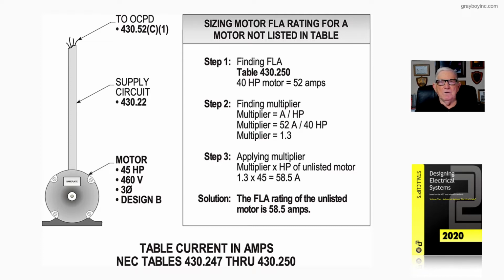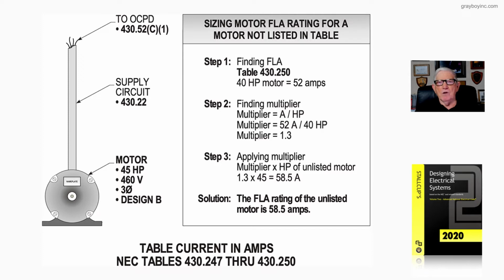Now, to see if this motor's listed, or it appears in table 430.250, we find it does not. So to find the full load current rating, we always use this procedure. Years ago, when we did not have software programs or calculators handy, we would use this method.